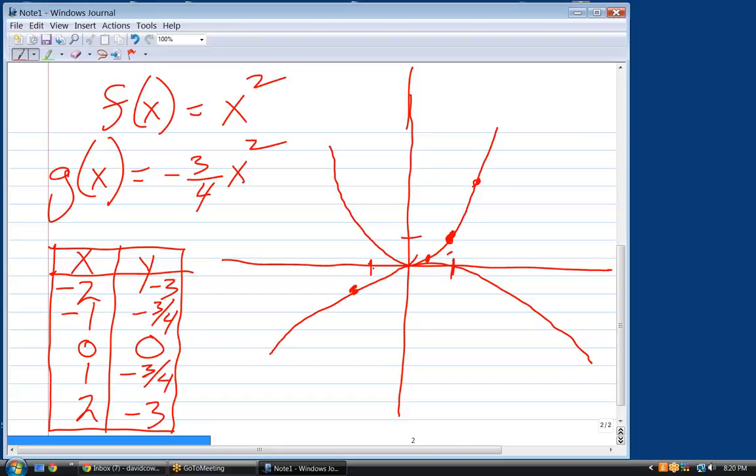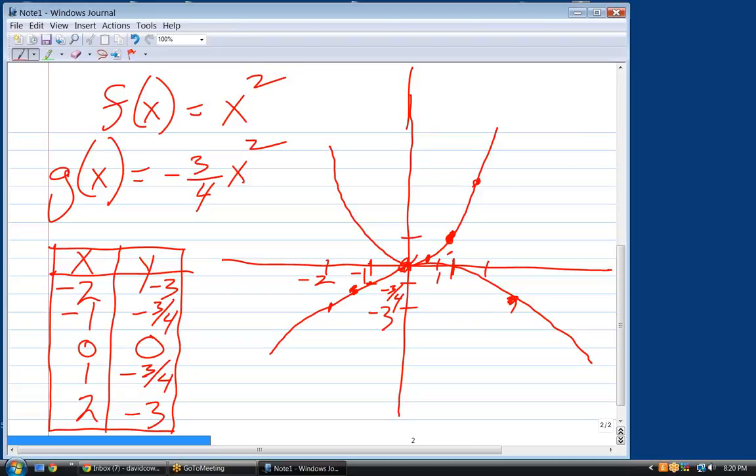Okay? So there's a table, and that table kind of reflects here. There's the 0, 0 point. When x is -1, right there is -3/4. When x is -2, out here, the y value is all the way down to -3. Maybe not to the scale I've drawn it, but the numbers are what's important. Of course, when x is +1, y is -3/4, and when x is +2, y is -3.